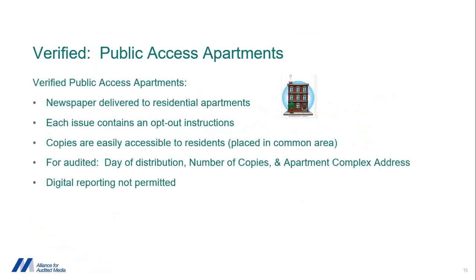The other type of verified distribution you can have is verified access apartments. These are free papers that are being delivered to apartment complexes, and it's being dropped off in a common area, easy access for the residents of the apartments to get. Each paper has to have an opt-out instruction, so if they don't want to receive it, they can just opt out not to get the paper. Again, similar to events, we need to know the day of distribution, the number of copies, the name of the apartment complex, and address. Digital is not permitted.